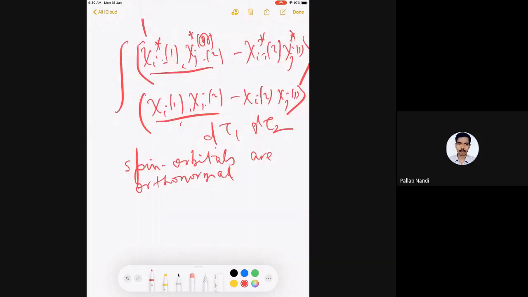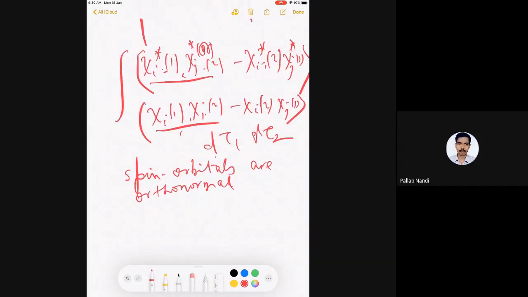I hope all of you can see that. If I integrate between these two terms, then I have chi I star 1, but I have chi J 1. So when I do chi I star 1, chi J 1, dτ1, it is 0. And of course, similarly, chi J star 2, chi I 2, dτ2 is also 0 because I and J are orthonormal. I and J cannot be equal anyway. You know that. And the same thing applies for this cross term.